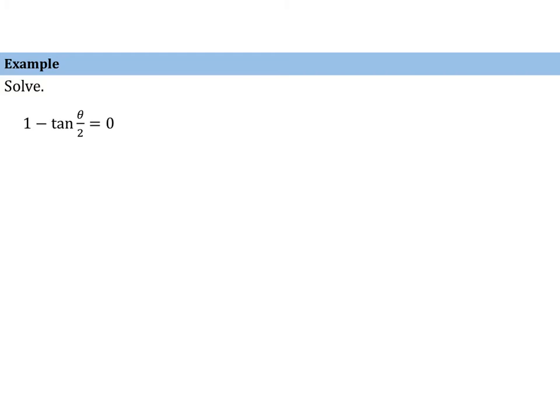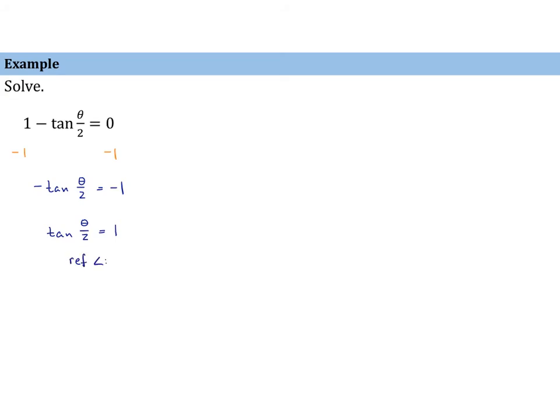In this example, we'll look at a tangent function. So again, let's isolate our tangent function by subtracting 1 from both sides. And so this will be negative tangent of theta over 2 equals negative 1. Now we can divide both sides by negative 1, and we have tangent of theta over 2 equals positive 1. Now, where is tangent of an angle equal to 1? So again, we're ignoring theta over 2. What is the reference angle here?